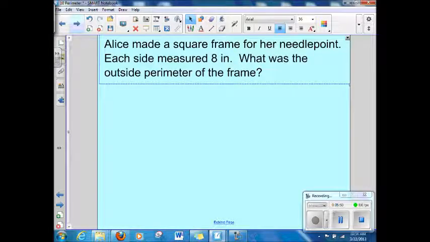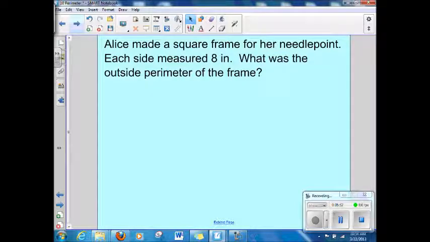Well, here's a story problem for you. Using perimeter, I'll read this story problem. You maybe can try and figure this out, and you can pause it at the end of my reading or explanation and see if you can come up with the answer before I tell you. Alice made a square frame for her needlepoint. I wonder what she made. Each side measured 8 inches.